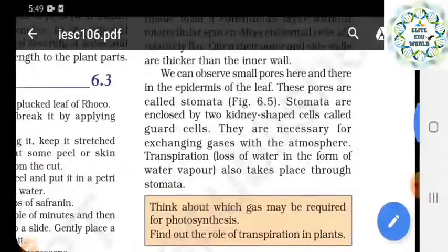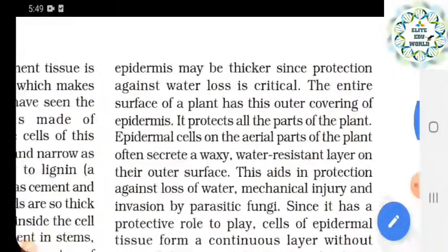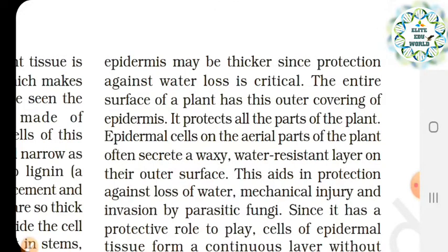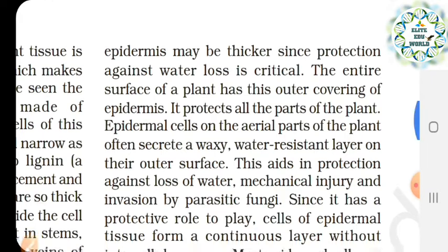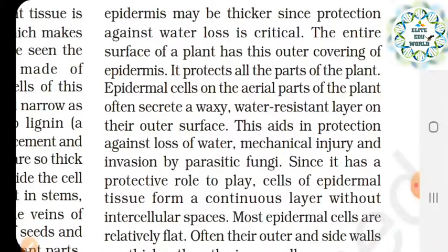In those conditions, the plant epidermis may be thicker, since protection against water loss is critical. They want to prevent water loss. That is why the epidermis becomes thicker in plants living in dry places, and the entire surface of the plant has this outer covering of epidermis. So all the parts of the plant are covered with the epidermis. So it protects all the parts of the plant. It is the function of the epidermal cell to provide protection, because it is the outermost layer.